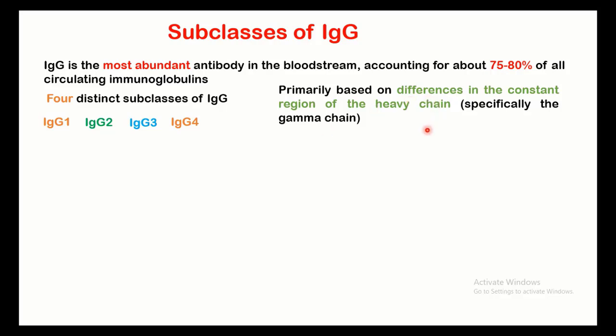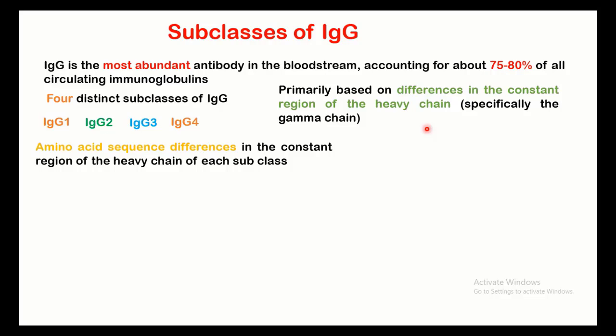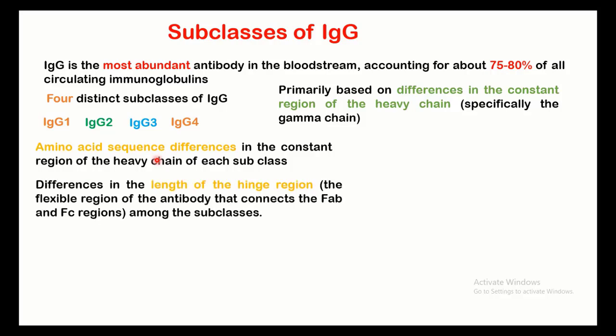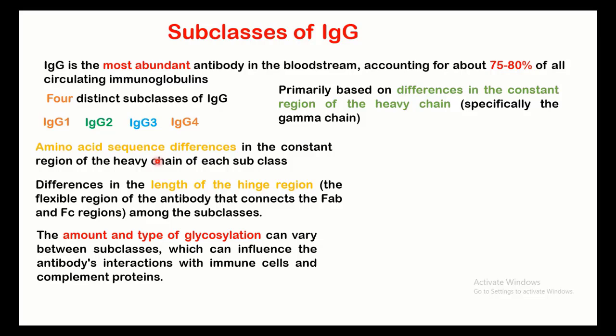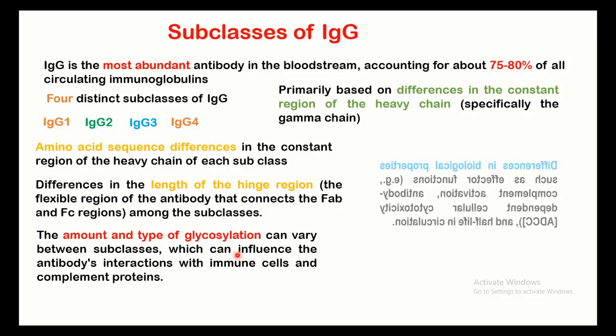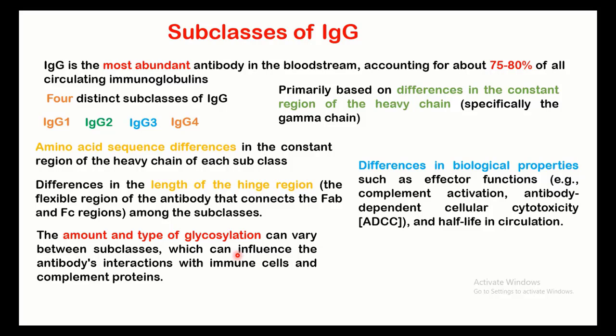These differences in the constant region of the heavy chains are defined by different things. In different subclasses of immunoglobulin G, you are going to see differences in the amino acid sequence of the constant region, differences in the length of the hinge region, and changes in the amount and type of glycosylation and their biological properties. We discussed that in our previous video. Now, in this video, I want to focus on the first subclass of the immunoglobulin G, which is known as immunoglobulin G1.